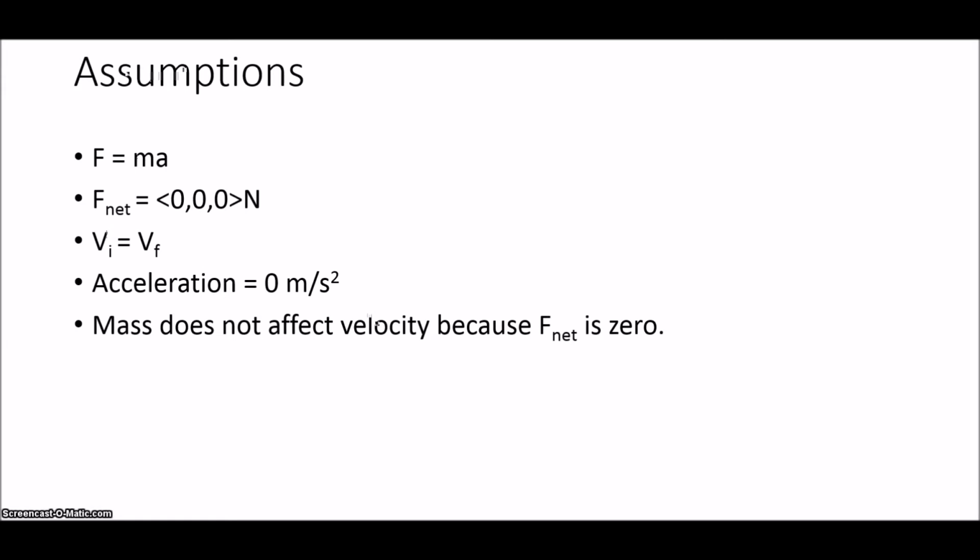Some assumptions made during this lab were that the F net, or net force, is equal to 0, meaning that the object does not accelerate, giving it an acceleration of 0 meters per second squared. Also meaning that the final velocity should be the same as the initial velocity. In this case, mass does not affect velocity since the F net is 0.